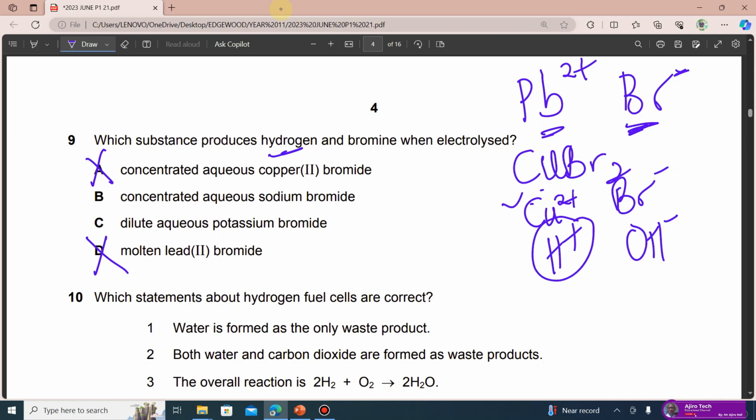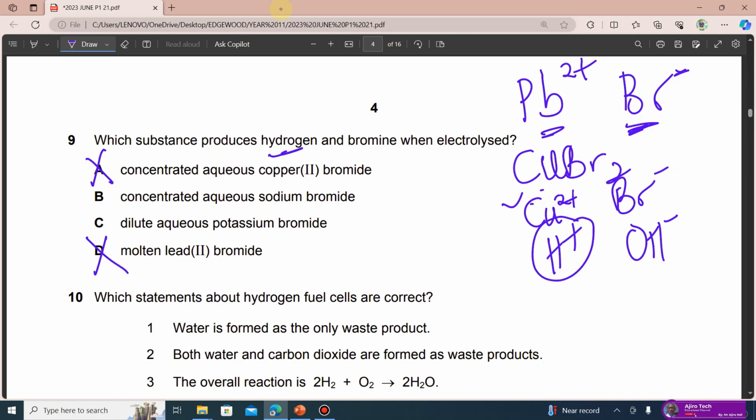Okay, so we move to the next one, dilute aqueous potassium bromide. We also have concentrated aqueous sodium bromide. So for the case of dilute aqueous potassium bromide, of course we have more of the hydrogen concentration there.